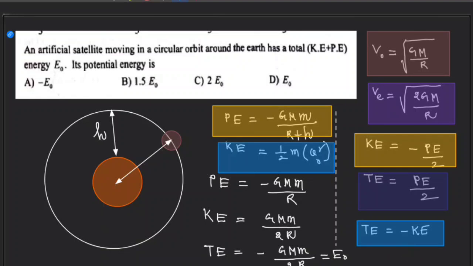From this problem we have to revise these formulas. So one is the potential energy formula, minus G capital and small m by r plus h, and the other is the kinetic energy formula, half into m into v naught square. This is when this satellite is revolving around the orbit, and we have to remember this orbital velocity, escape velocity, this kinetic energy and potential energy relations. So it's clear for everybody.